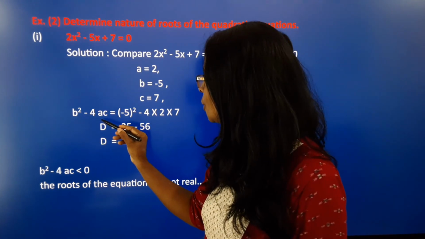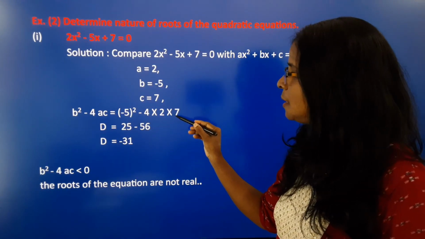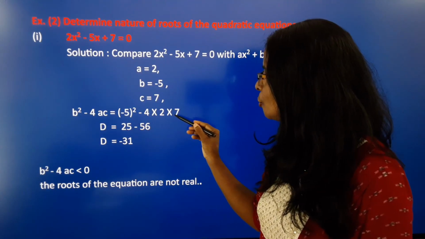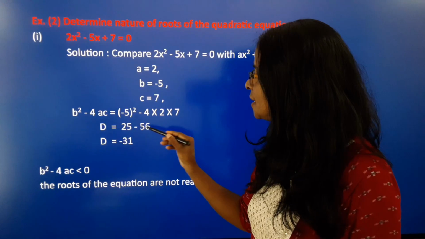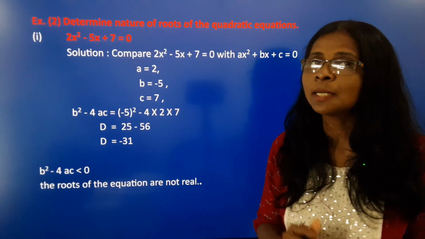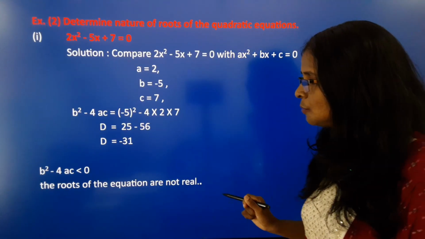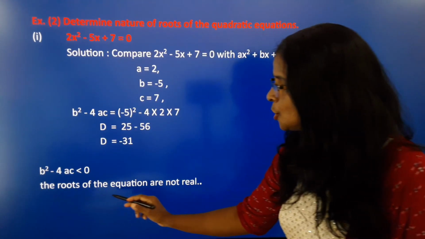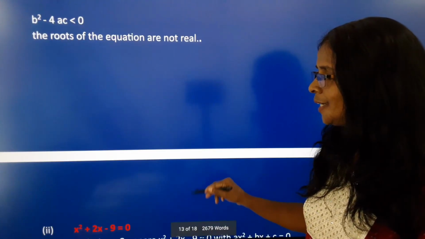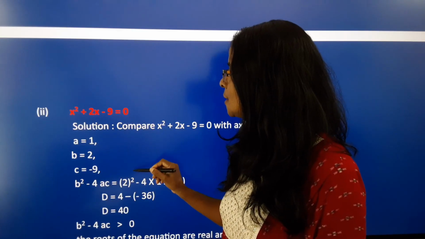So b square minus 4ac is equal to square of minus 5 minus 4 multiply 2 multiply 7. So here square of minus 5 means 25, and the product of these means 56. So 25 minus 56 is equal to minus 31. So now minus 31 means b square minus 4ac is less than 0. So if it is less than 0, then we say that the nature of the roots of the equation are not real.